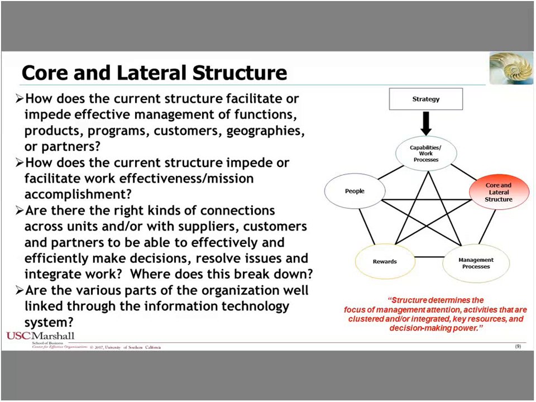Just to back up on the capabilities: would you say capabilities and competitive advantage are similar?